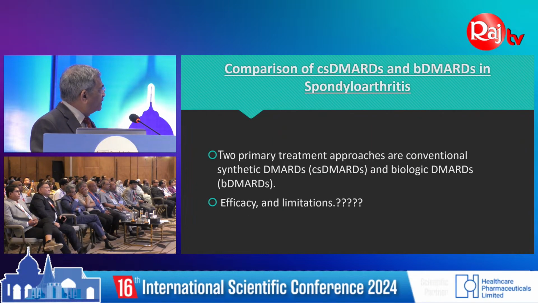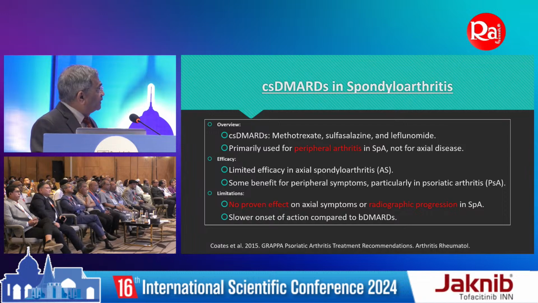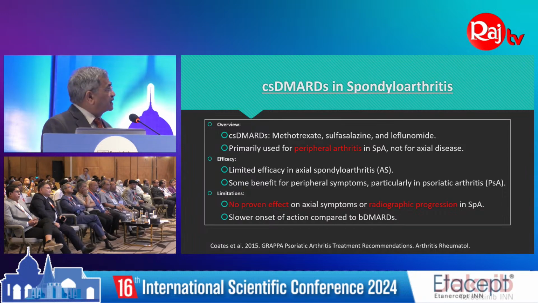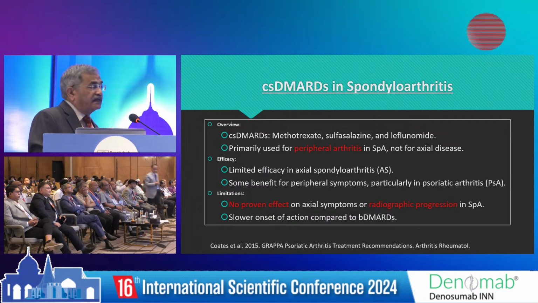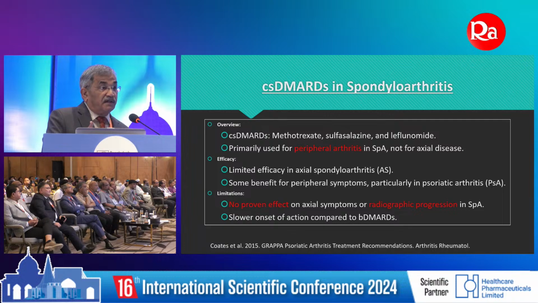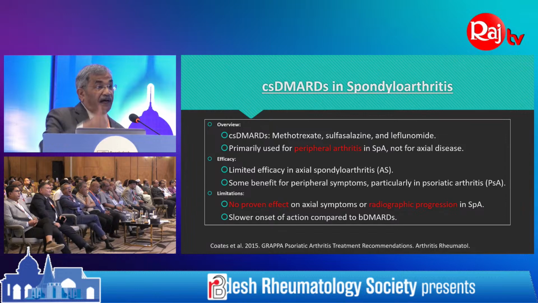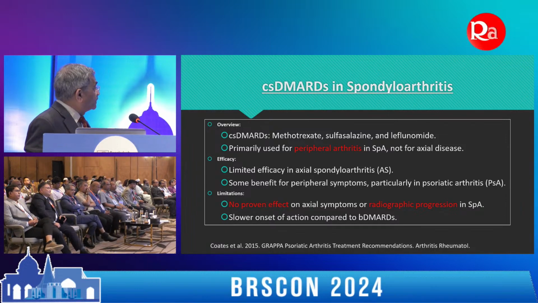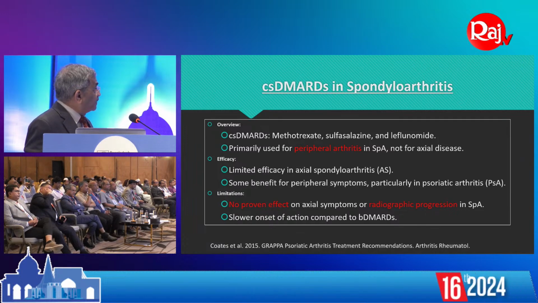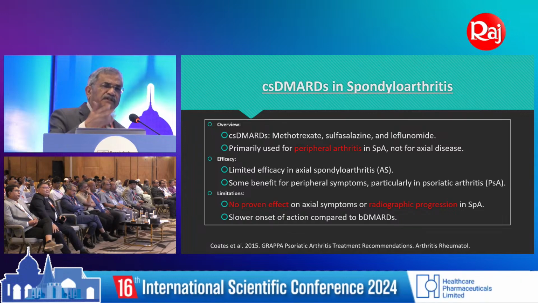Comparison, if you really ask me, between these two drugs about efficacy and limitation, last 4 or 5 slides, basically. CSDMARDs are good for peripheral arthritis, but there is no proven effect for radiographic progression. If you compare and contrast with the biologics or anti-TNF, we don't have very solid proof of this. Yes, they can be used for peripheral arthritis. Limited efficacy, a lot of papers keep coming.